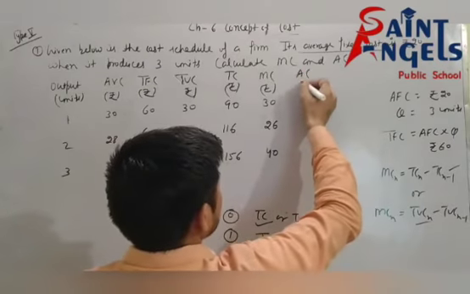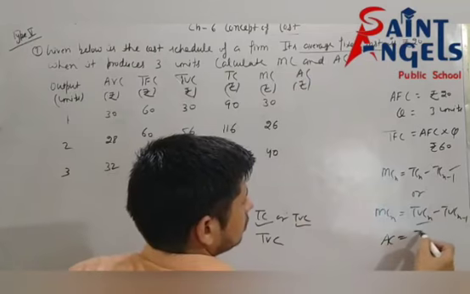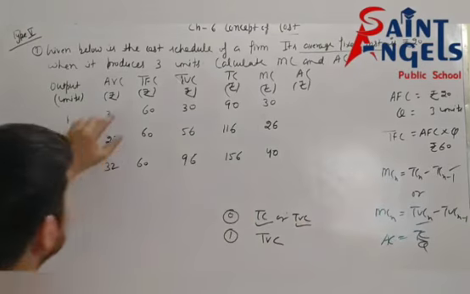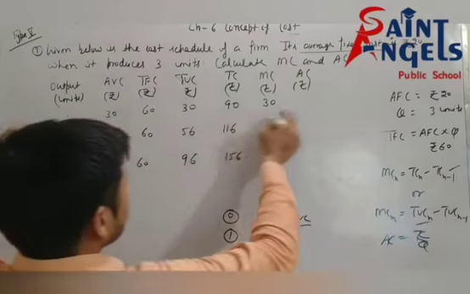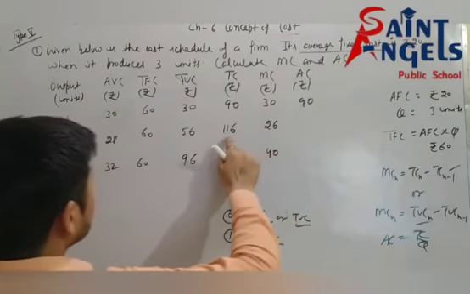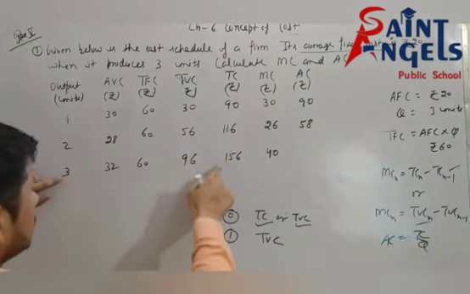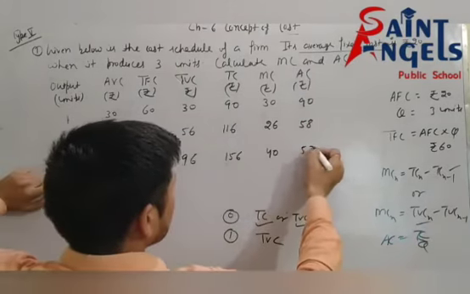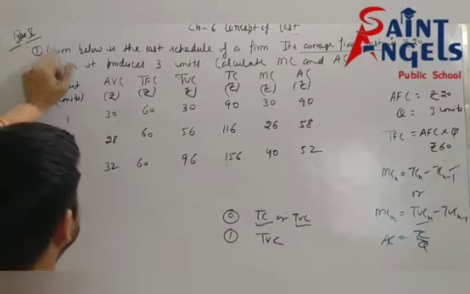Now AC. What is the formula of AC? AC is equal to TC divided by Q. TC is here, so please divide TC by Q. 90, 58, 52. So I hope all of you have understood how will you calculate type 5th question.